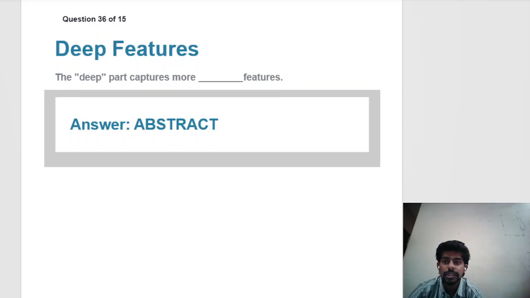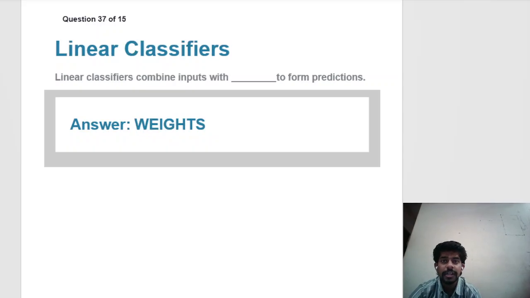The next question is about deep features. Let's read the question. The deep part captures more dash features. The answer here is abstract. Abstract means high level. Deep networks excel at learning hierarchical abstract representations of data. Why do we use abstract features? Because it generalizes across data, captures semantic meaning, enables transfer learning, aligns with human understanding. Let's look at the next question, which is about linear classifiers.